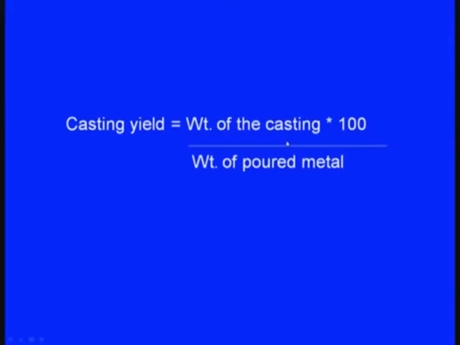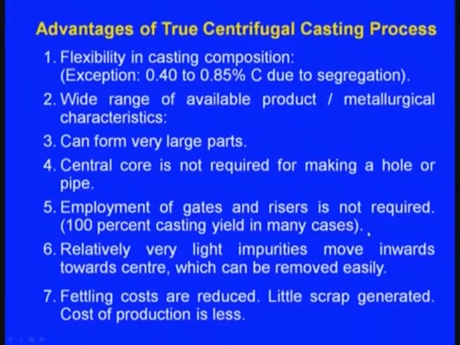So, this should be maximum if the industry has to get benefit. In the case of green sand casting, the casting yield will be say between 70 to 80%, but it is never 100%. But here we get close to 100%, because there is no gating system. As the molten metal is consumed for the gating system, the casting yield will be coming down.